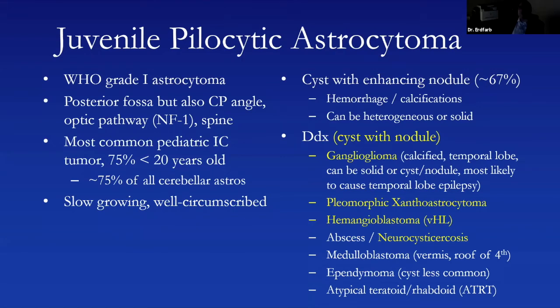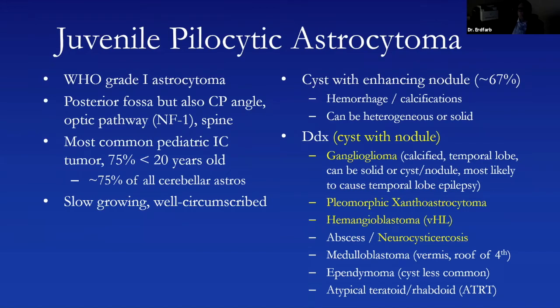But they're also, again, like I say on the slide here, you can see it in the CP angle. We've seen them sort of everywhere. It's just a WHO grade 1 though. So if it's recognized and it's not causing mass effect and it hasn't done anything bad, there's excellent prognosis for these tumors. They're by far the most common pediatric intracranial tumor.